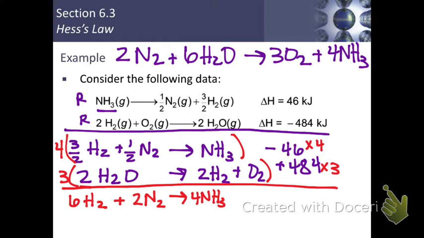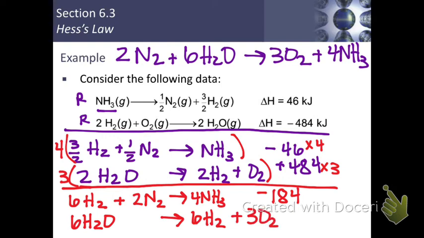And then negative 46 times 4. Does anybody have that done for me yet? Go ahead and grab your calculator if you don't have that quite yet. Okay, thank you. Negative 184. We didn't reverse it again or anything, so it's a negative. It stays there. And then the bottom one, I'm going to take 6H2O yields 6H2. Wait, is that right? Yeah. Plus 3O2. And then 484 times 3, what's that going to be? 1452. And it's a positive.